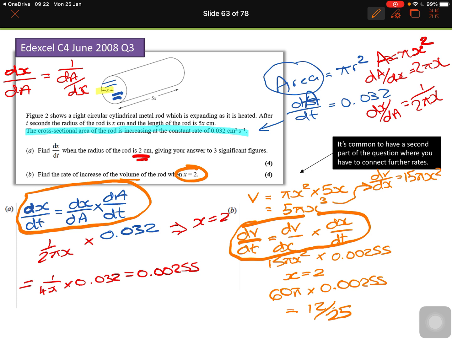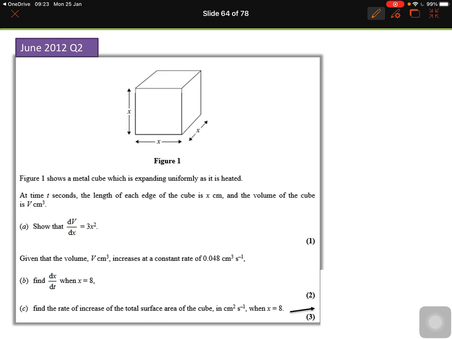Sometimes you have to use your 1/overs, which we did in the last chapter, in order to help you get there. Once you've worked out what you need, it's much, much easier. Right, I want you to pause the video now and have a go at this question. You're looking at a metal cube. You've got to find dV/dx, you've got to find dx/dt, and then for part C, you've got to find dA/dt. Pause the video and have a go for me.